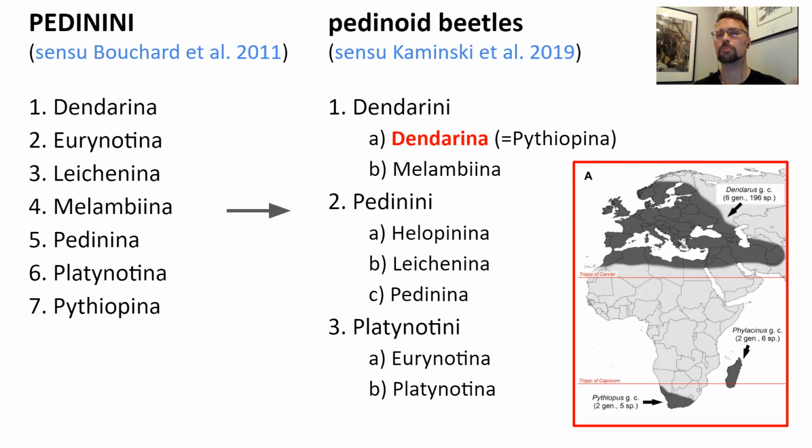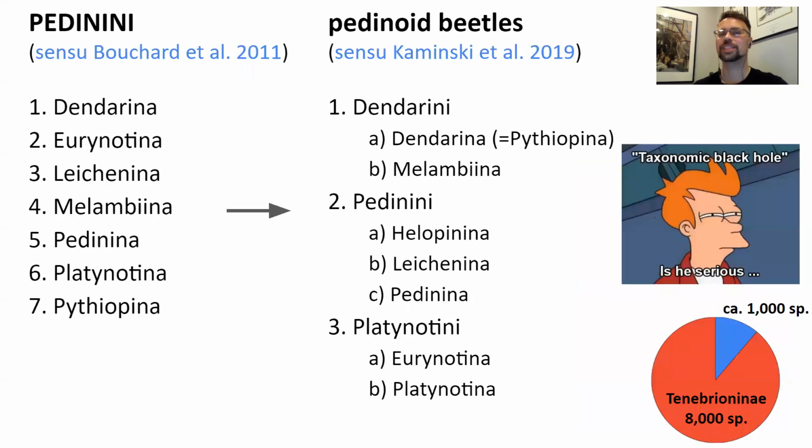However, from my perspective, the most fascinating thing was that we have opened a taxonomic black hole, which has nothing to do with a wastebasket taxon. I defined that black hole here as an initially small but monophyletic taxonomic grouping, which after its designation starts eating up other closely related taxa. Namely, after this analysis, I have added up the diversity of pedinoid beetles. It was about 1,000 species.